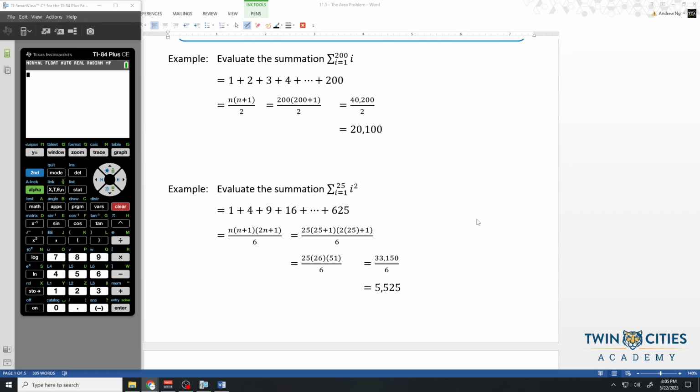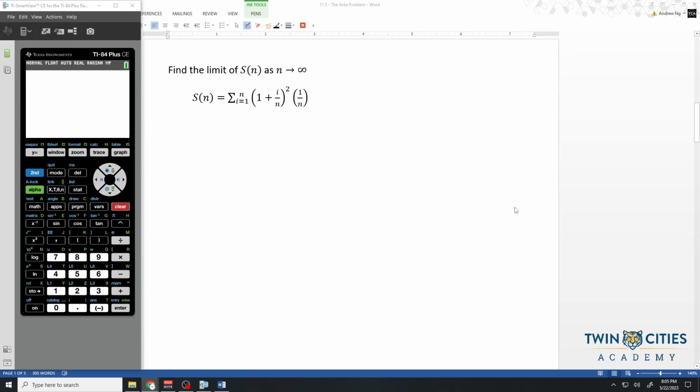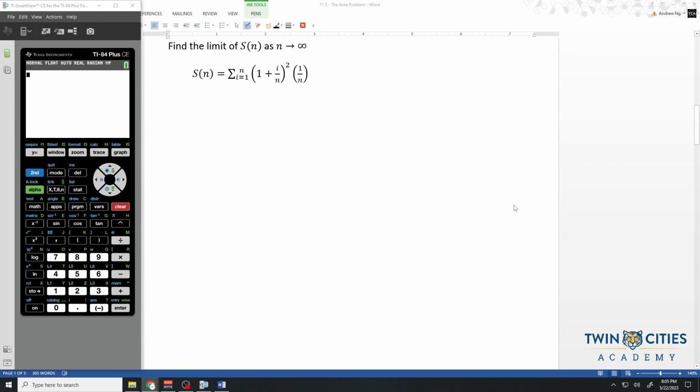But there's also going to be problems that are more complicated, such as this. Find the limit of S of n, some sequence, as n approaches infinity. So S of n is going to be the summation 1 to n of 1 plus i over n squared times 1 over n. All right, the first thing I want to do is try and get this to be just like one fraction if I can. So what can I do here?